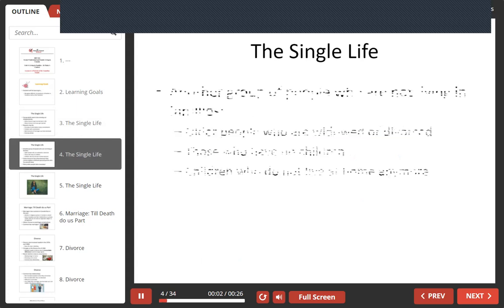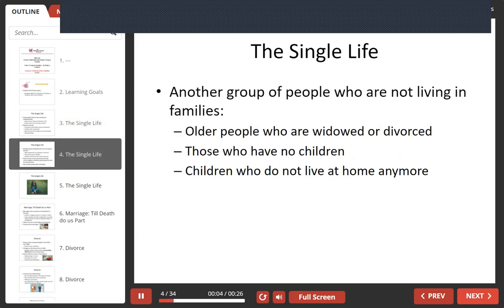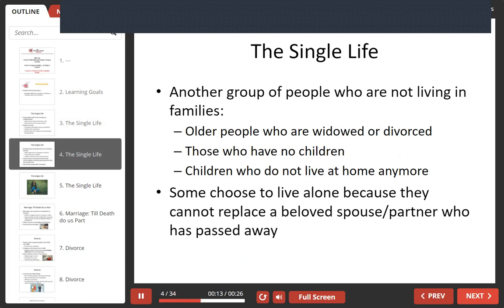Another group of people who are not living in families are older people who are widowed or divorced, those who have no children, and children who do not live at home anymore. Some choose to live alone because they cannot replace a beloved spouse or partner who has passed away or who they have broken up with. And many older people date nowadays, which is totally awesome.